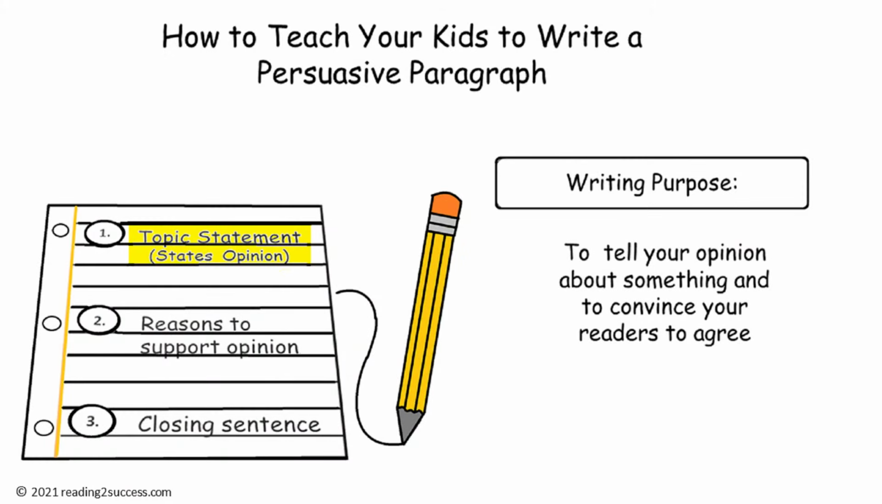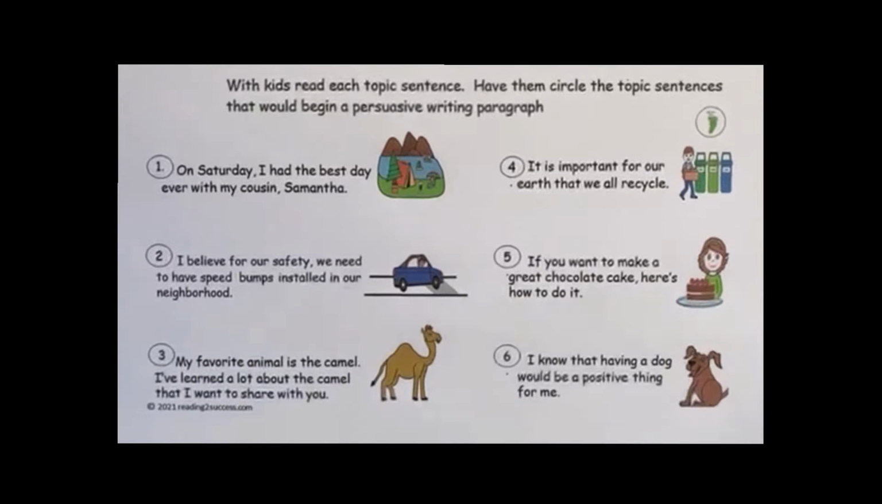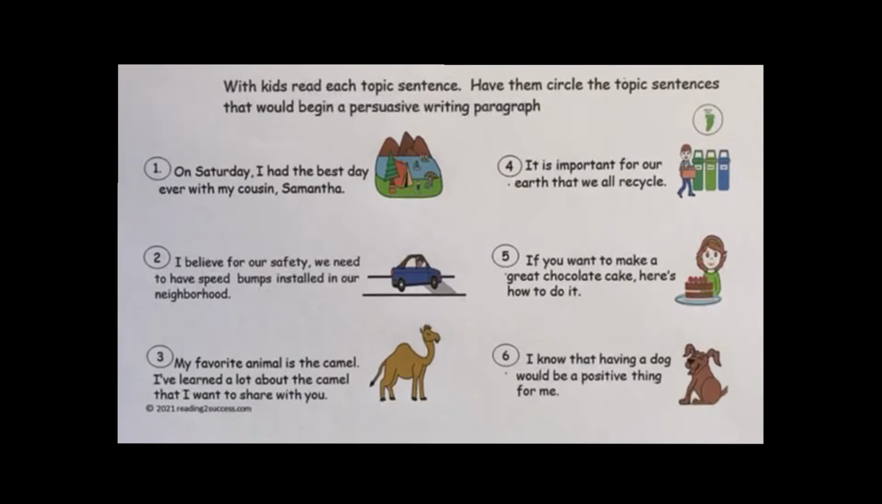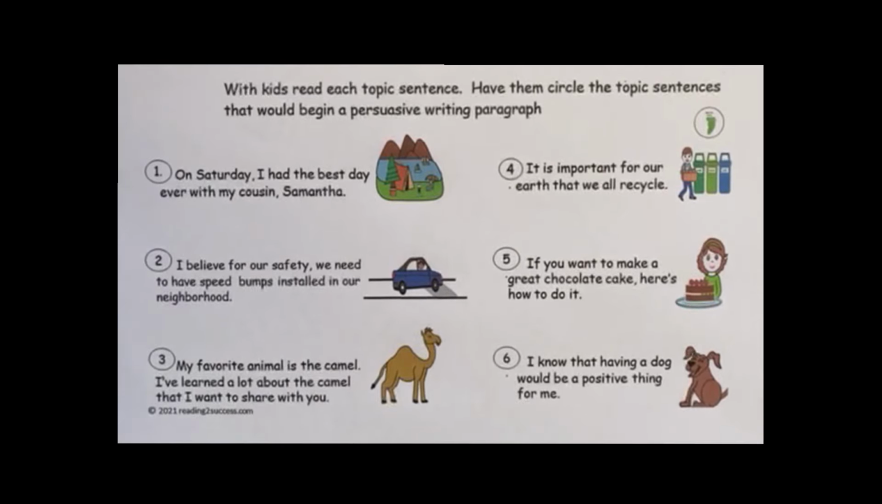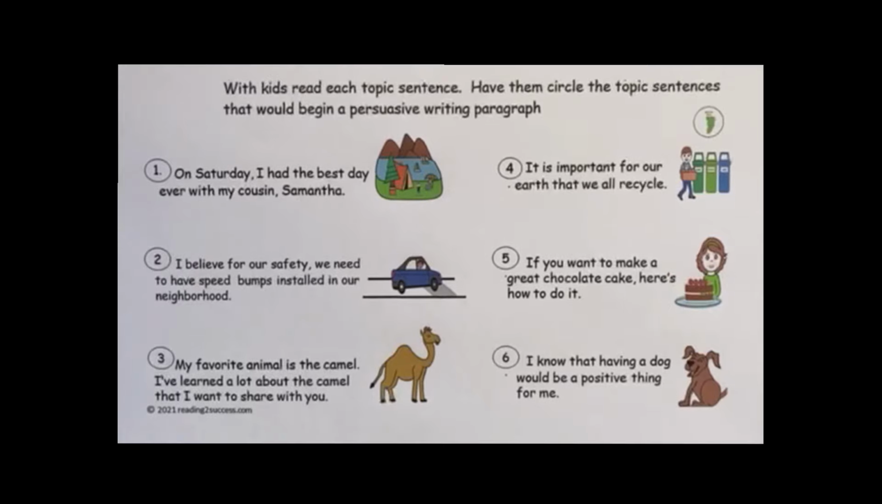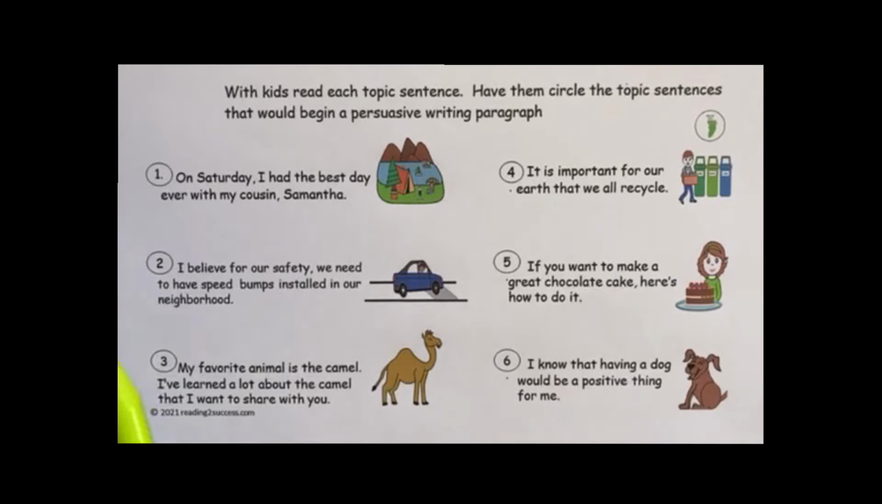We're going to begin by looking at topic sentences, the first section or part of a persuasive paragraph. This is a template for the first student practice page and for the demonstration lesson. With kids, read each topic sentence. Have them circle the topic sentences that would begin a persuasive writing paragraph. This is important so that they learn how to write good topic sentences for persuasive writing paragraphs. So let's begin with the first one.